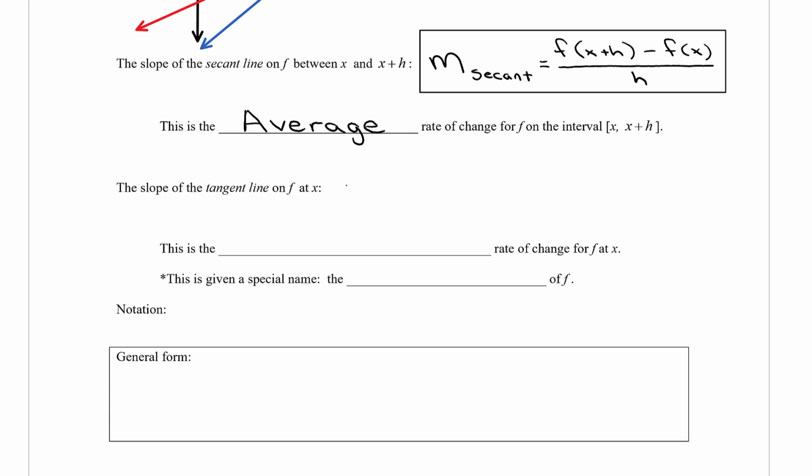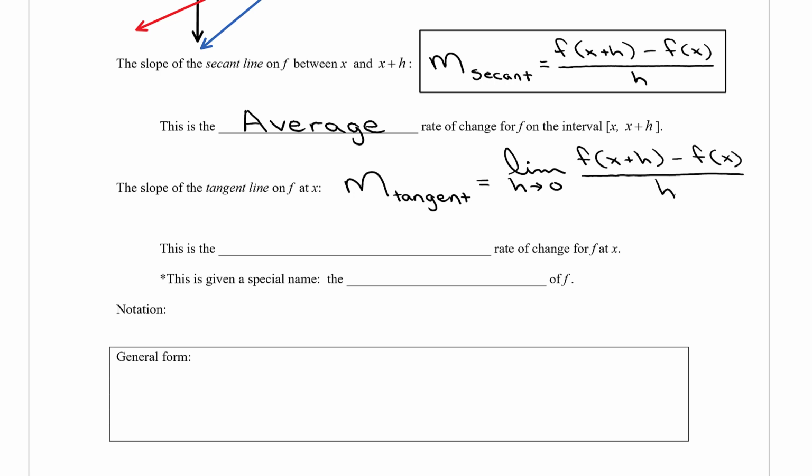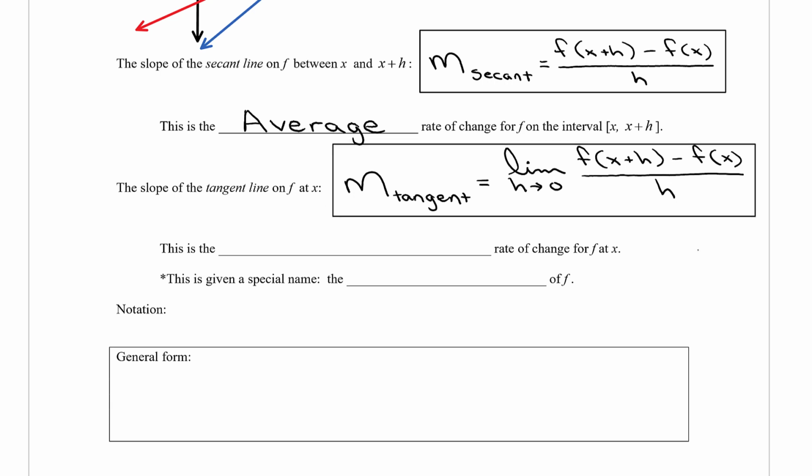Next, the slope of the tangent line on f at x is going to be what we wrote up above earlier. I'm going to write this as m subscript tangent to represent the slope of the tangent line, and it is going to be equal to the limit as h approaches 0 of f of x plus h minus f of x all over h. And this is going to be representing the instantaneous rate of change.